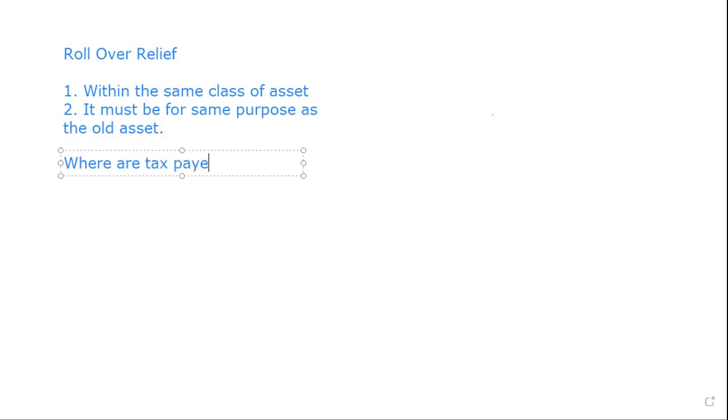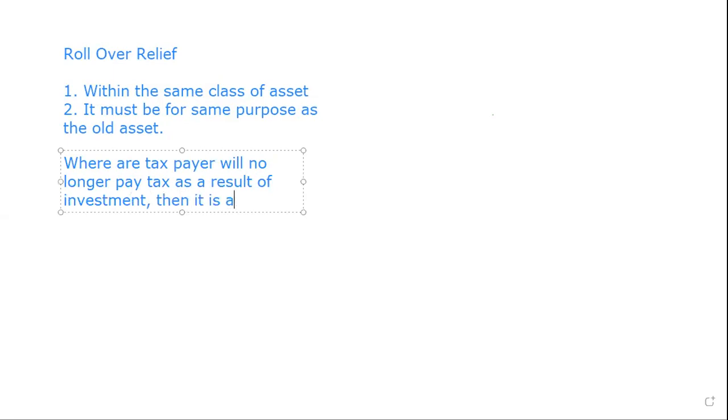Where a taxpayer will no longer pay tax as a result of investment, then you say it is a full rollover relief. In our illustration, I will explain better with figures. But where a taxpayer will still pay some portion of the capital gain tax, then you say it's partial rollover relief. And where a taxpayer does not even enjoy any rollover, you say there's no relief. And that only occurs if it is not within the same class of assets, or if it is not for the same purpose, then there will be no relief. So there are three instances: you have full relief, you have partial relief, and you have no relief. Is that fair for everybody? Okay. Any question?